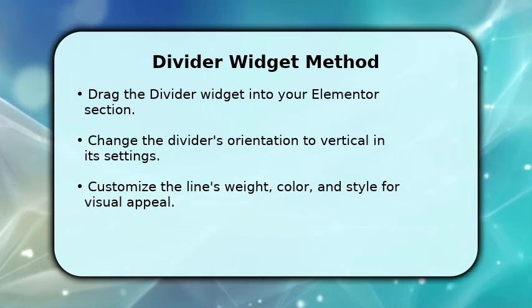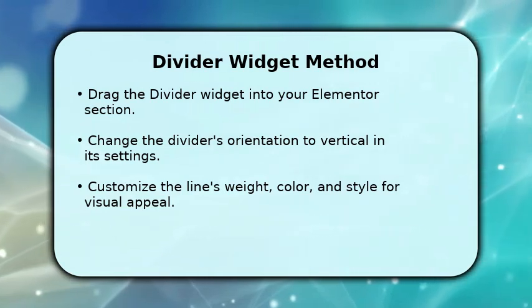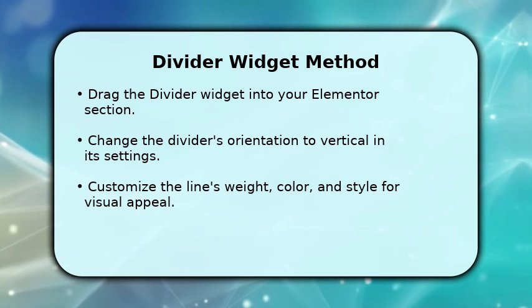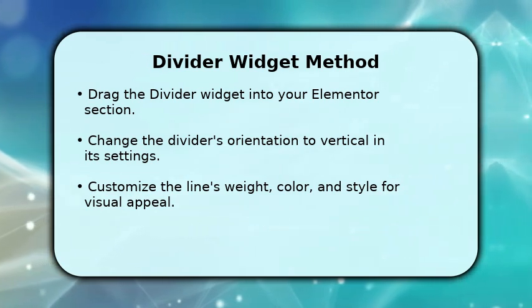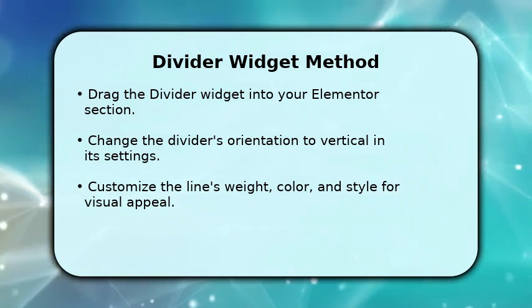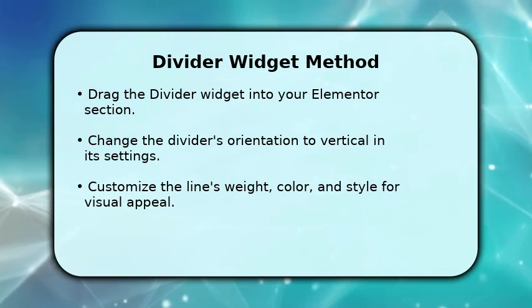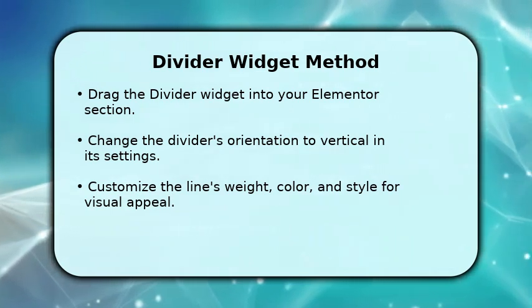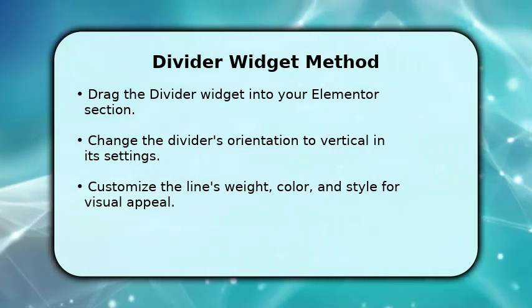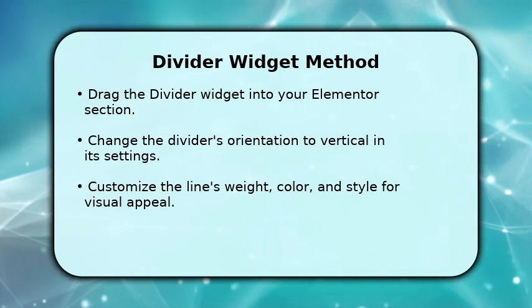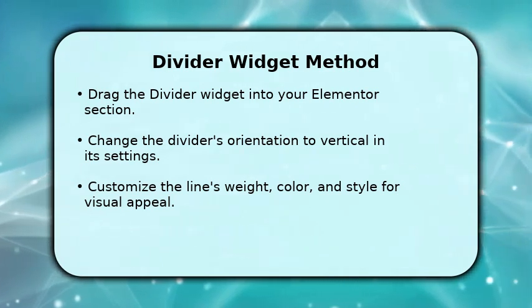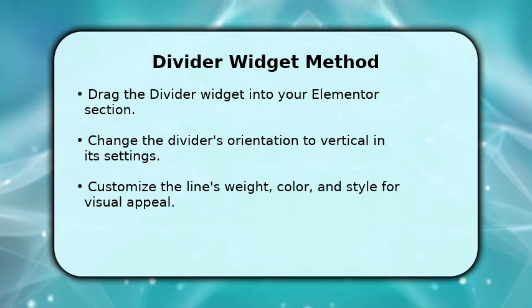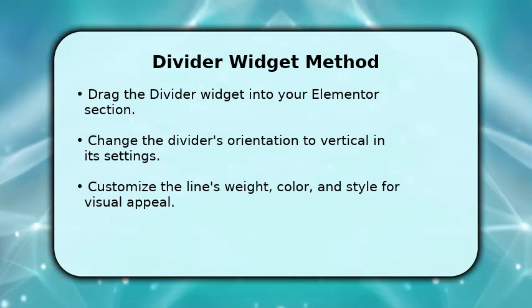Next, we'll use the dedicated divider widget. Simply drag and drop it onto your page where you need a vertical line. In the widget settings, you'll find an option to change its orientation from horizontal to vertical. You can then fine-tune its appearance, setting the weight to, say, 1 or 2 pixels, choosing a solid or dashed style, and selecting any color you prefer. This offers more control over the line's design.